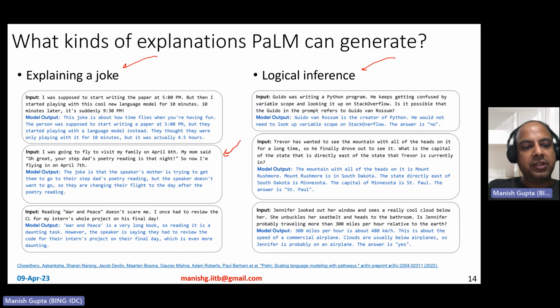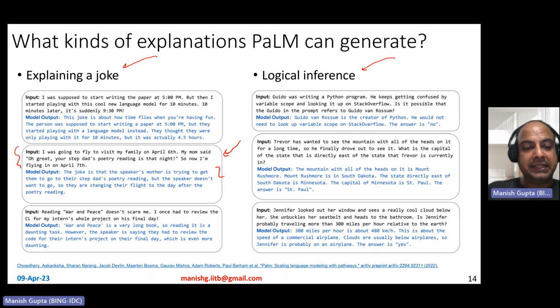So the input is this: I was going to fly to visit my family on April 6th. My mom said, "Oh, great, your stepdad's poetry reading is that night." So now I'm flying on April 7th. So what is the joke?